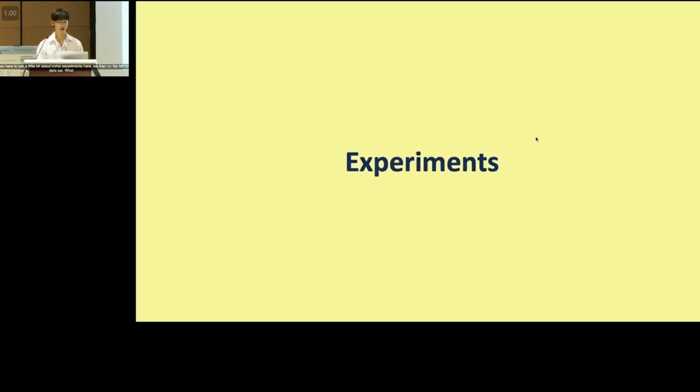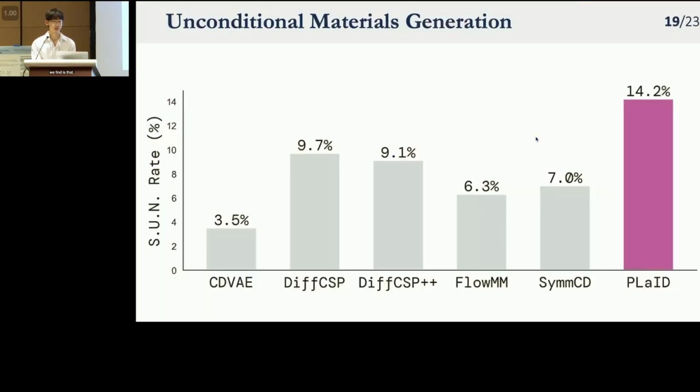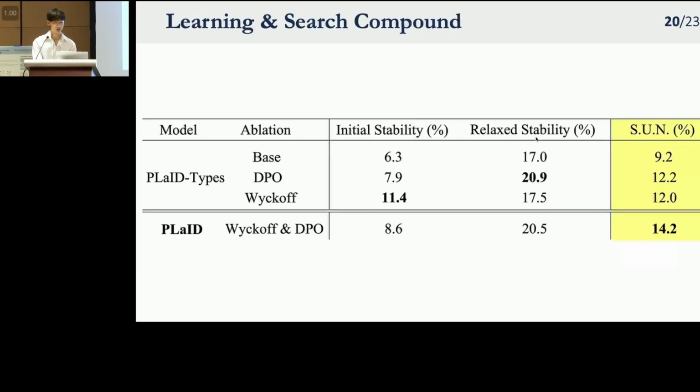Then here to talk a little bit about some experiments, we train on the MP20 dataset. What we find is that, as we spotlight up here, our results are pretty good. But what's more important than just that is that we find that learning and search themselves actually compound. What's really interesting here is that although the base model of PLaID is relatively competitive with the other methods, we see that both learning and search independently are able to improve model performance. And more importantly, these are independent axes where as you combine them, they actually compound.